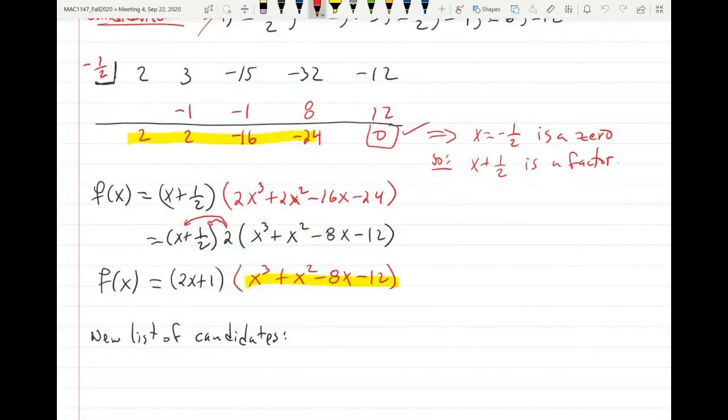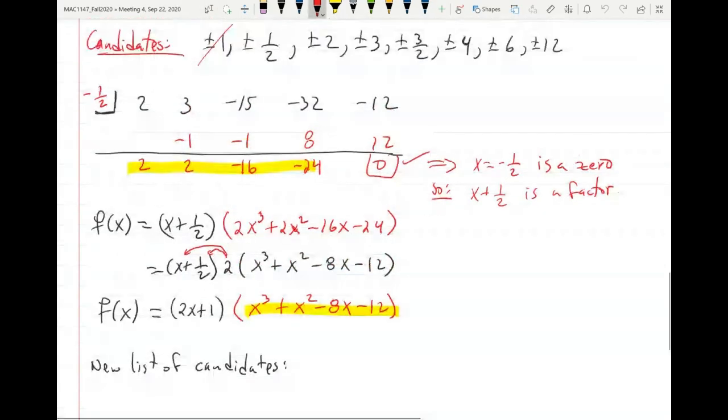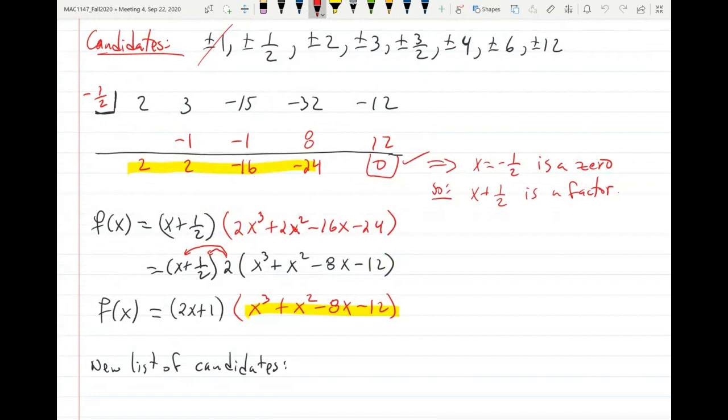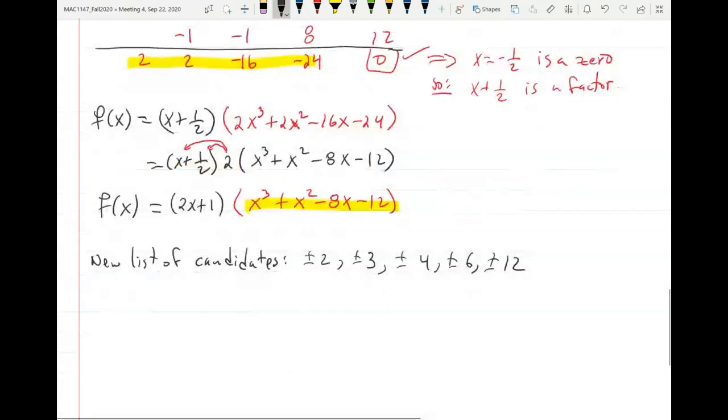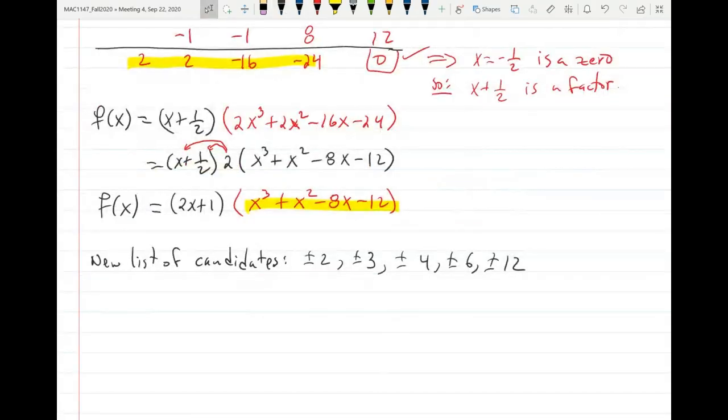Anyways, my candidates are going to be the factors of negative 12, taking away plus or minus 1, so that would be plus or minus 2, plus or minus 3. We skip the 3/2, and then plus or minus 4, plus or minus 6, plus or minus 12. So at least we have a shorter list now to consider, and let's begin.